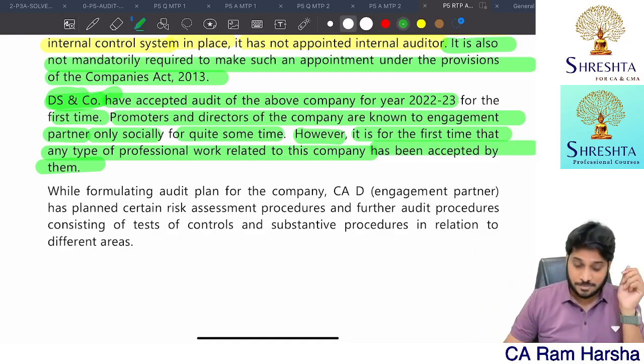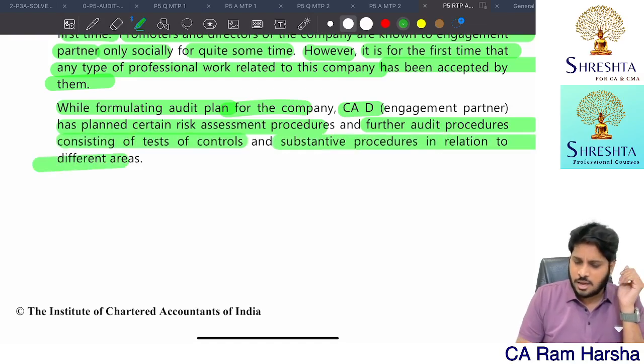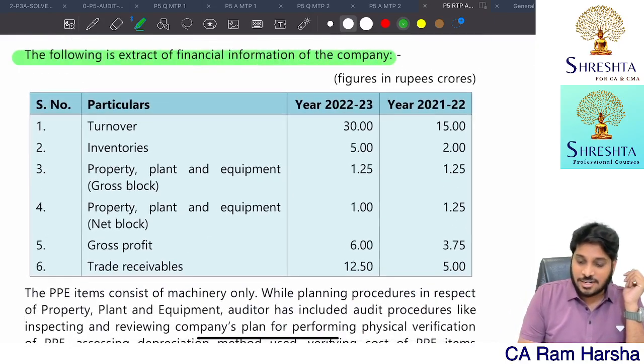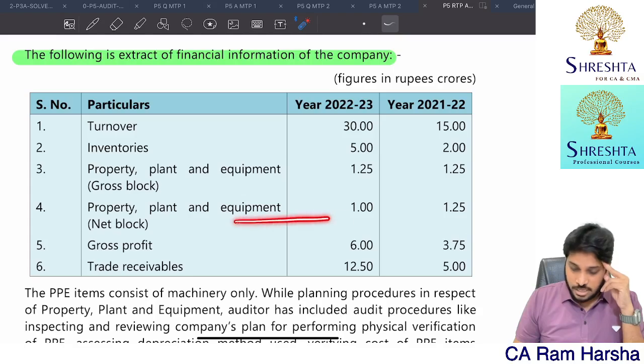While formulating the audit plan for the company, the CA has planned certain risk assessment procedures and further audit procedures consisting of tests of control and substantive procedures. Correct, he can do that. The following is an extract of financial information of the company: turnover, inventories, property plant equipment, net block value, gross block value, gross profit, and trade receivables.